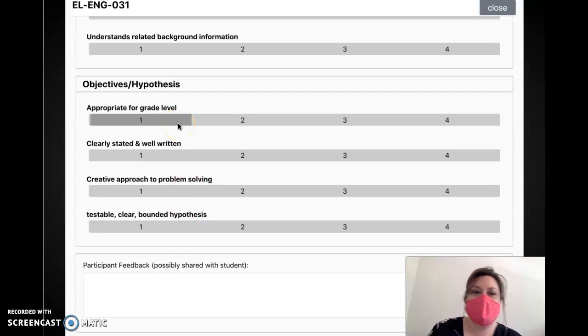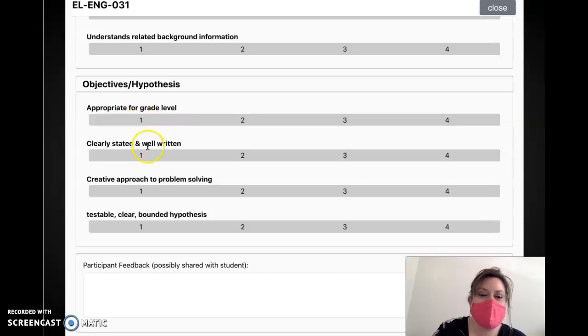As you're judging your students, just keep in mind which division they're in, if they're in elementary, junior, or senior division. And is that project really appropriate for that grade level? So, for instance, we wouldn't expect to see a simple chemistry experiment from a senior division student. So just pay attention to that.